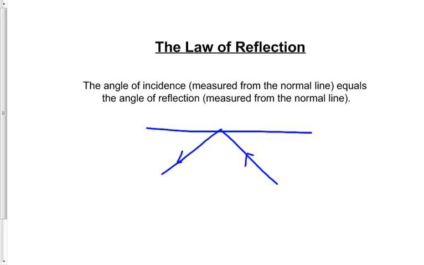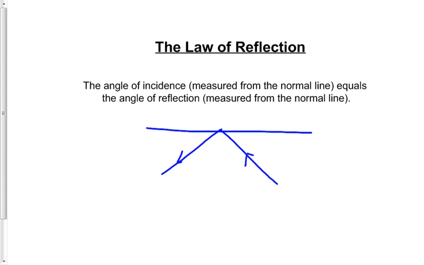That works with pool balls, but it also works with waves, and it also works with electromagnetic radiation, including visible light. The angle of incidence, the angle that it strikes at, is equal to the angle of reflection, the angle that it reflects off at. We call that the law of reflection.